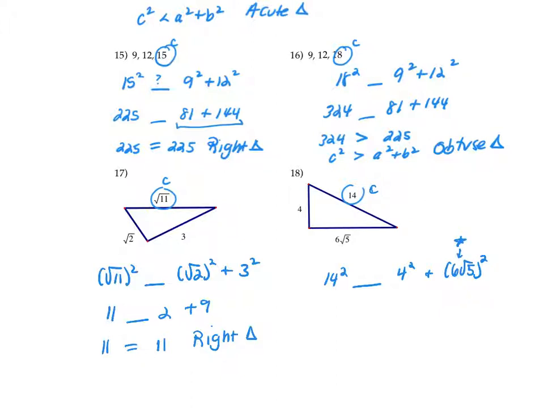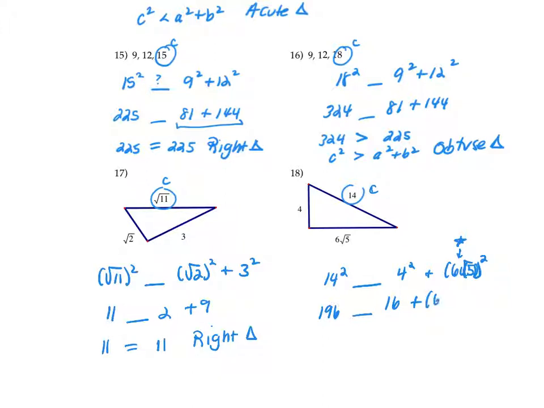So 14 squared is 196, no problem with that. We're comparing it to 4 squared, which is 16, plus this guy, (6 square root of 5) squared. If you use enough parentheses, you can type it into your calculator. Okay, so you do parentheses 6 square root, which gives you parentheses inside the radical. Close both of them, and then square it.